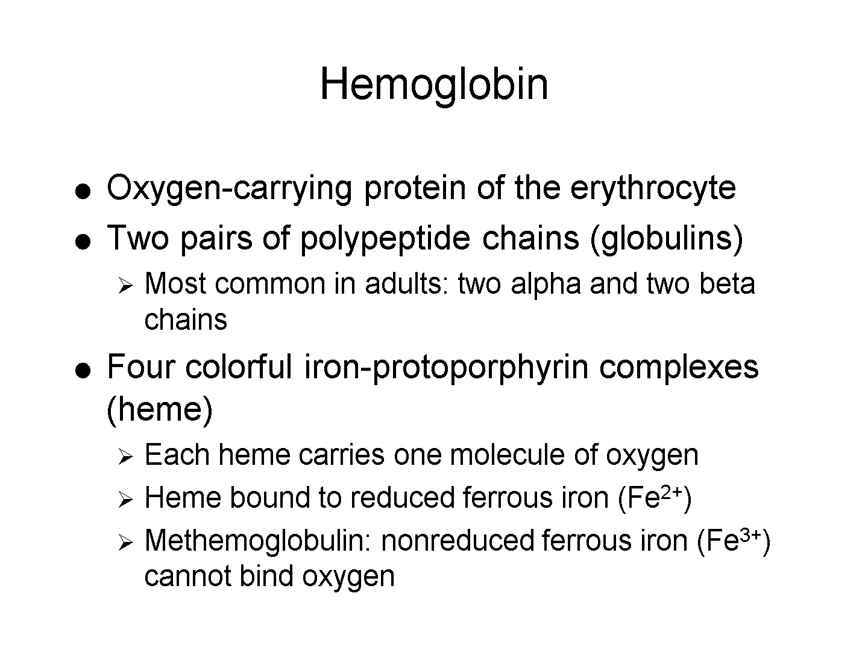Hemoglobin is the oxygen-carrying protein found inside red blood cells. It consists of two pairs of polypeptide chains, usually two alpha and two beta chains in adults, and four heme groups. Each heme group contains an iron atom that binds to one oxygen molecule. For oxygen to bind properly, iron must be in its reduced ferrous form. If iron is oxidized into the ferric form, it forms methemoglobin, which cannot carry oxygen.